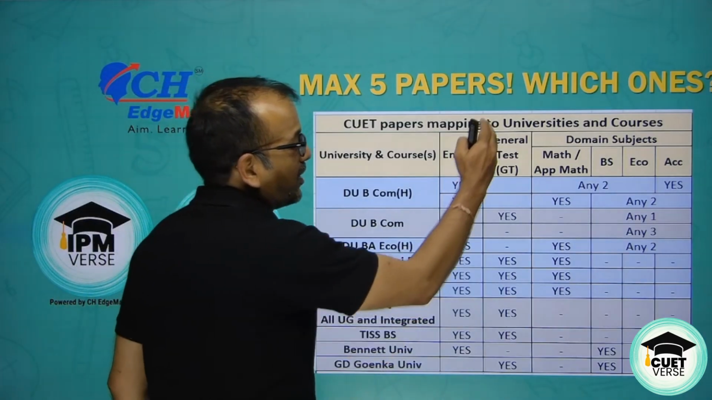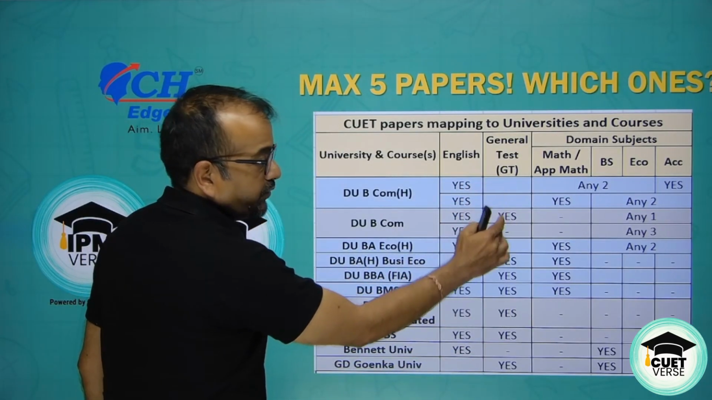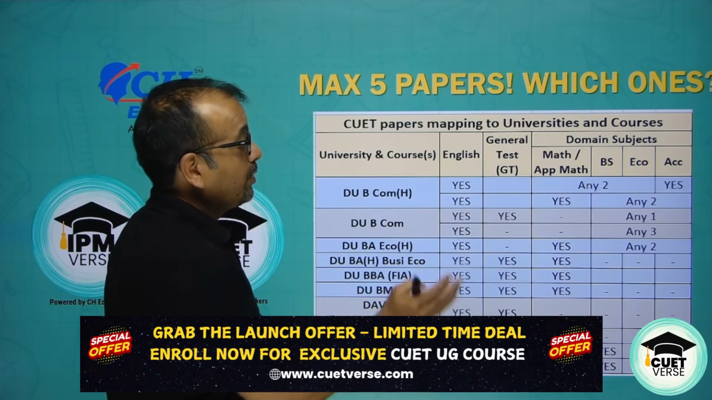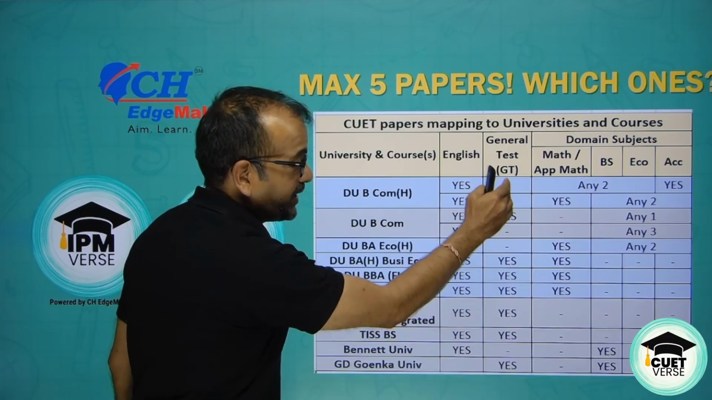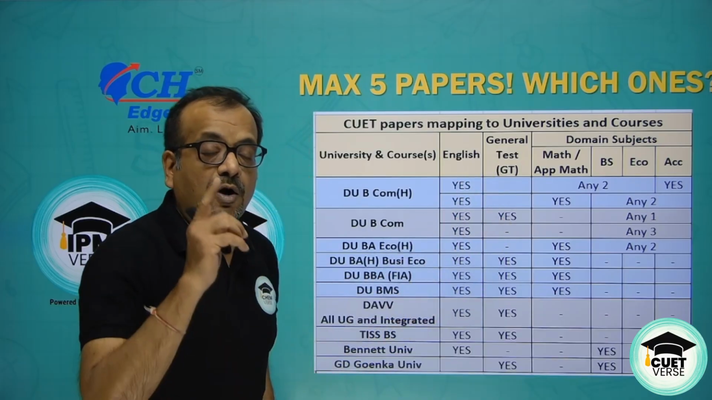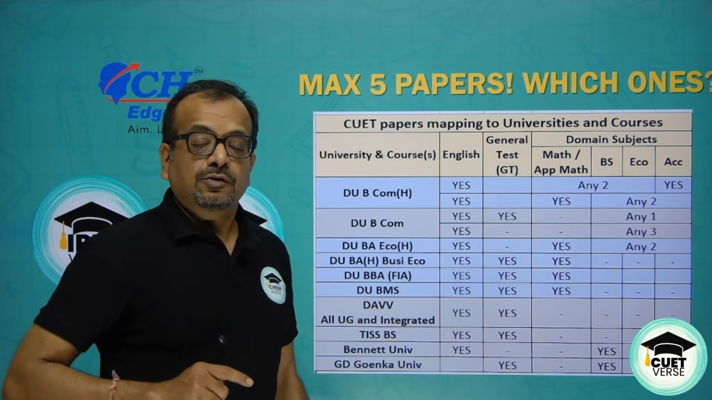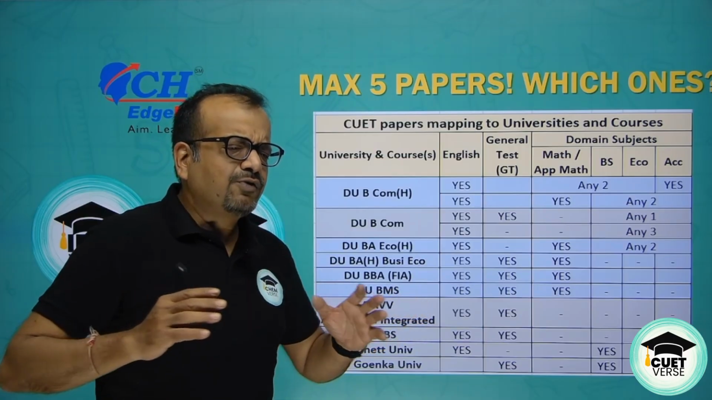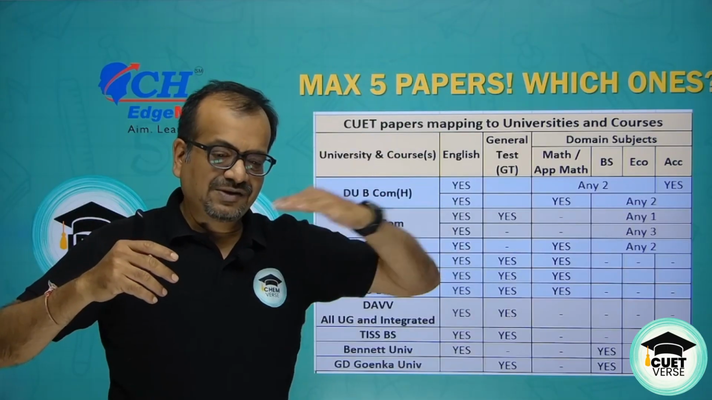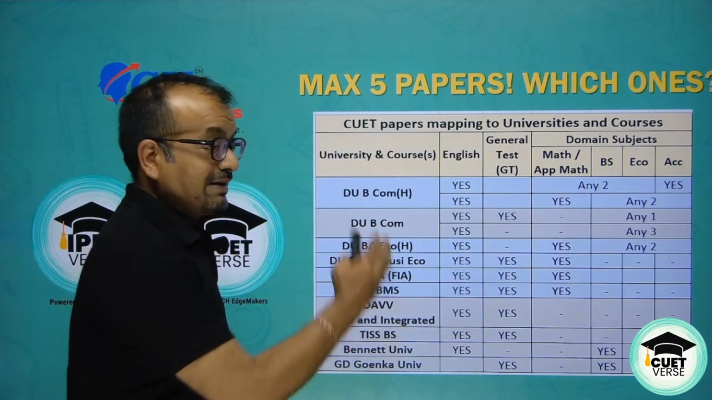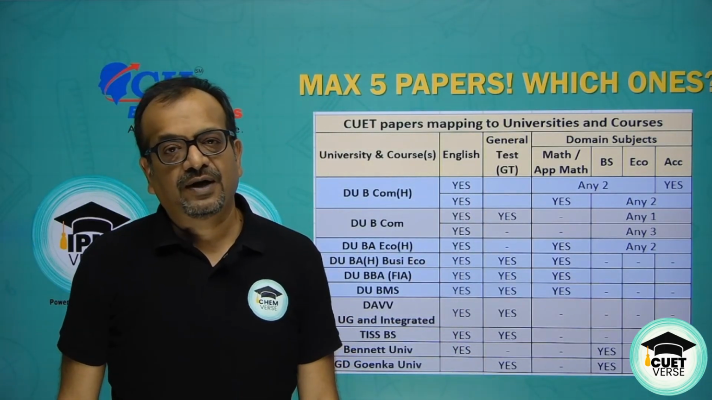If you look at the second column, which is the general test, it is required in some courses of DU, but apart from these 3-4 rows, almost everywhere the general test is also required. So, if any student wants to keep the choice wider across DU, state universities and private universities, the second choice of subject becomes very clear. It has to be general test.